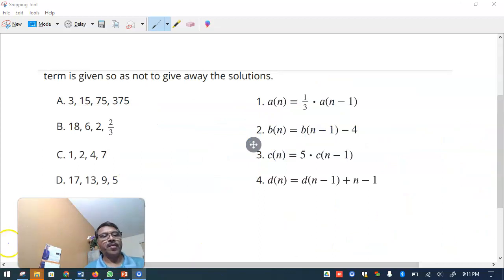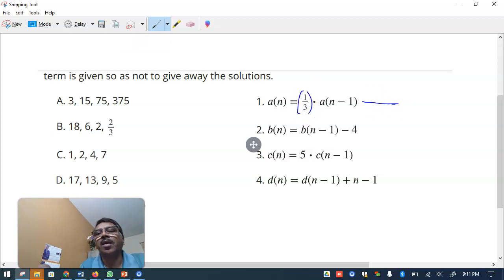So this is question number 3. You're supposed to match it, so let's do it quickly. The question says, match the following with one of the definitions given to you. And note that the definition only shows the relationship between the current term and the previous. So it looks like they gave you the recursive definition. I will go from here. So let's see what this basically means.